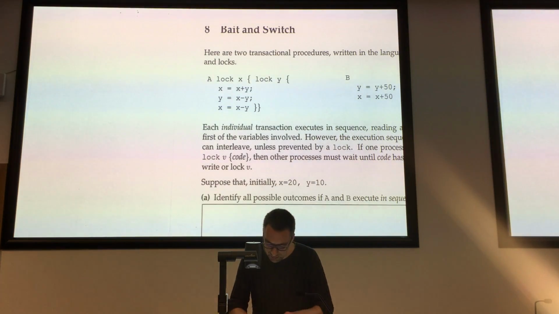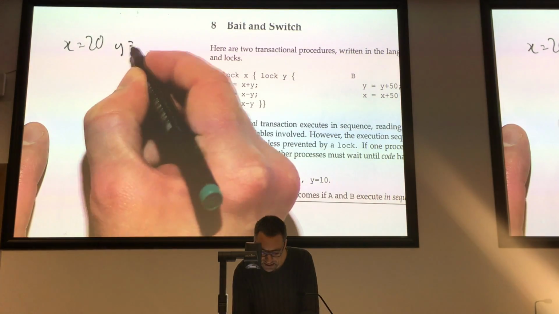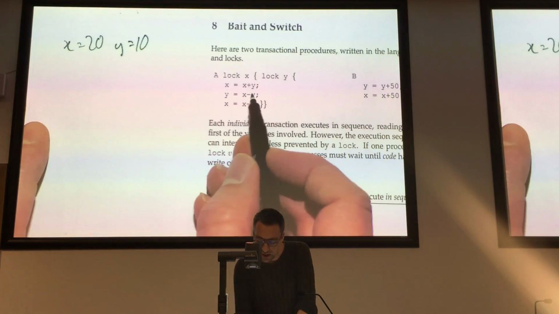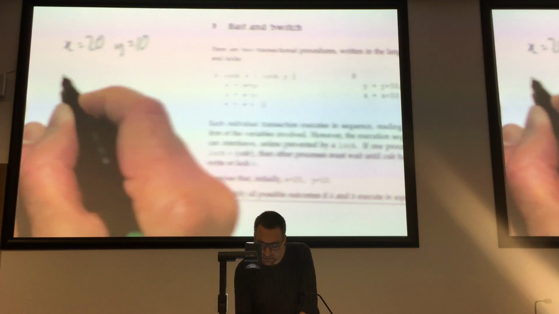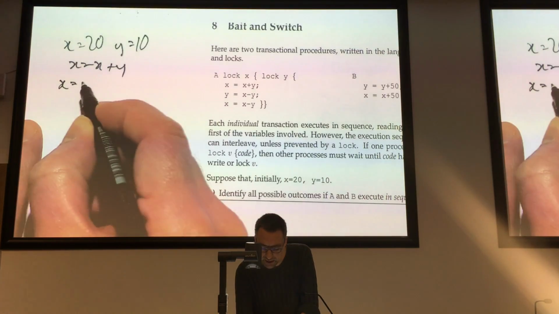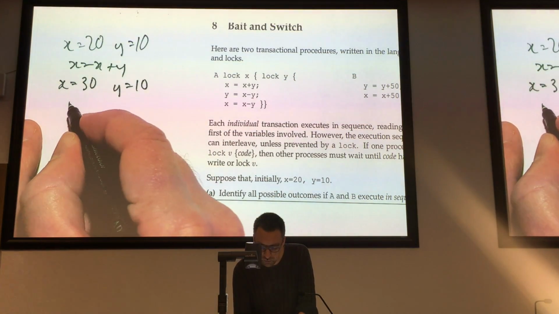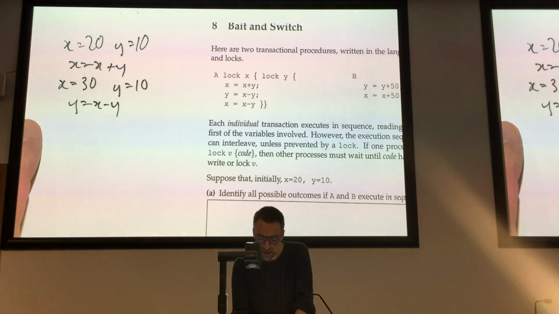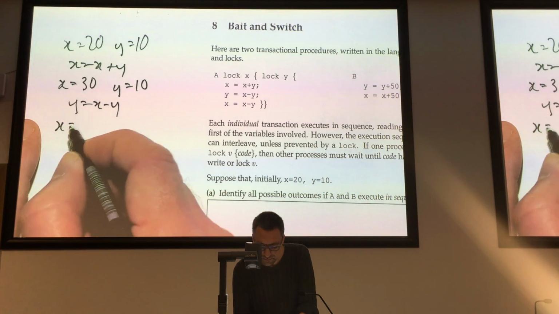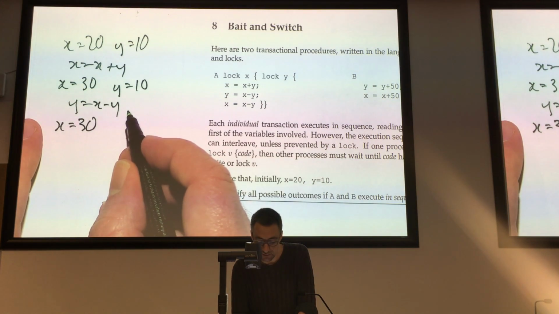A goes first. We start with X is 20, Y is 10. Okay, let's do A's first instruction. We add Y to X. So that means X is X plus Y. That means we get X being 30 and Y being 10. Next we have Y equals X minus Y. Okay, so this time X stays the same. And Y, what's X minus Y at this point? 20.